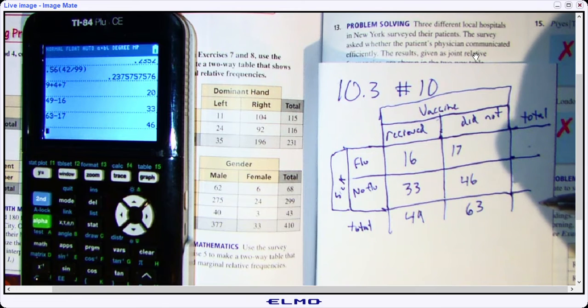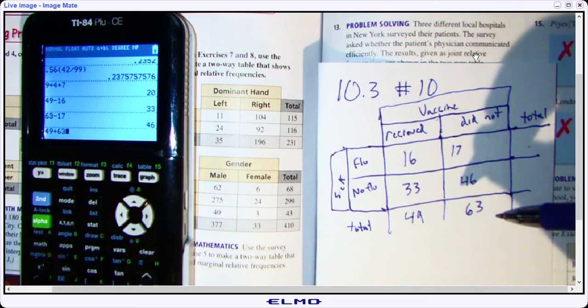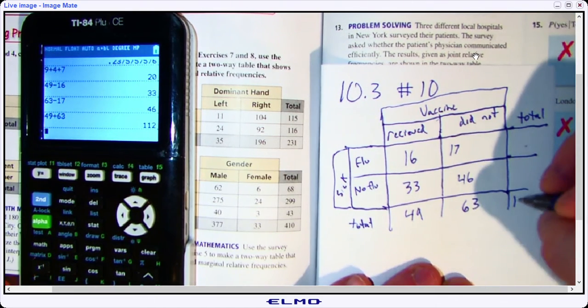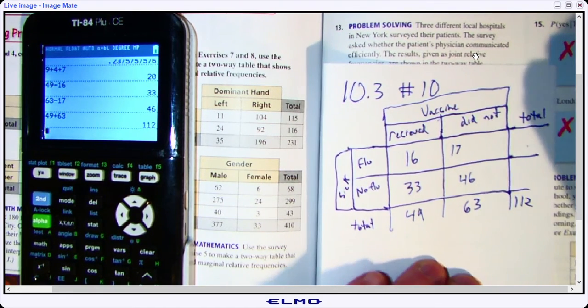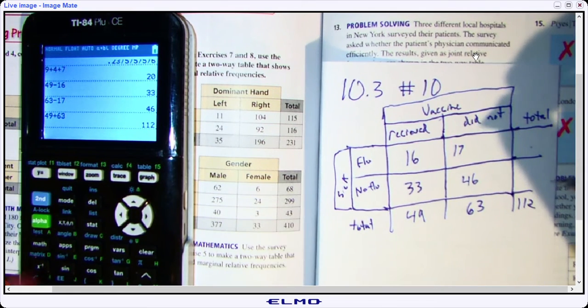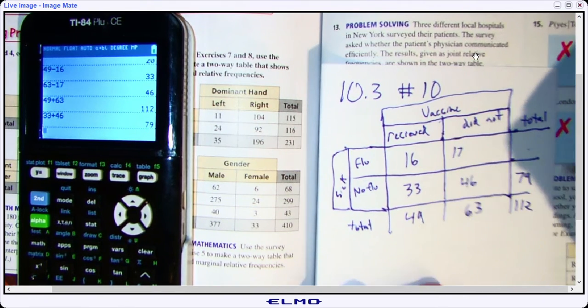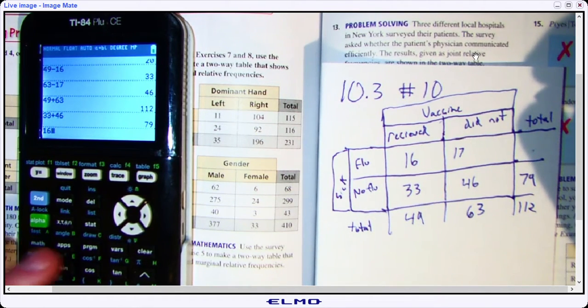Can we find this total? This total is an important one. It's the total number of people, right? And it would just be if we tally these two up, 49 and 63. 49 plus 63 gives us 112. Okay. And then we can total these up too, 33 and 46, 79, and 16 plus 17 is 33.